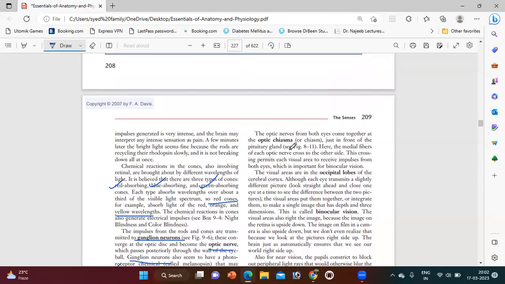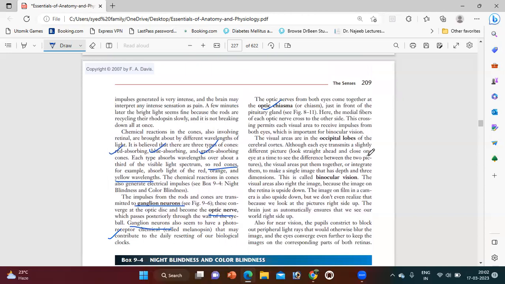The optic nerves from both eyes come together at the optic chiasm, just in front of the pituitary gland. Here, the middle fibers of each optic nerve cross the others. This crossing permits each visual area to receive impulses from both eyes, which is important for binocular vision. The visual areas are in the occipital lobes of the cerebral cortex.